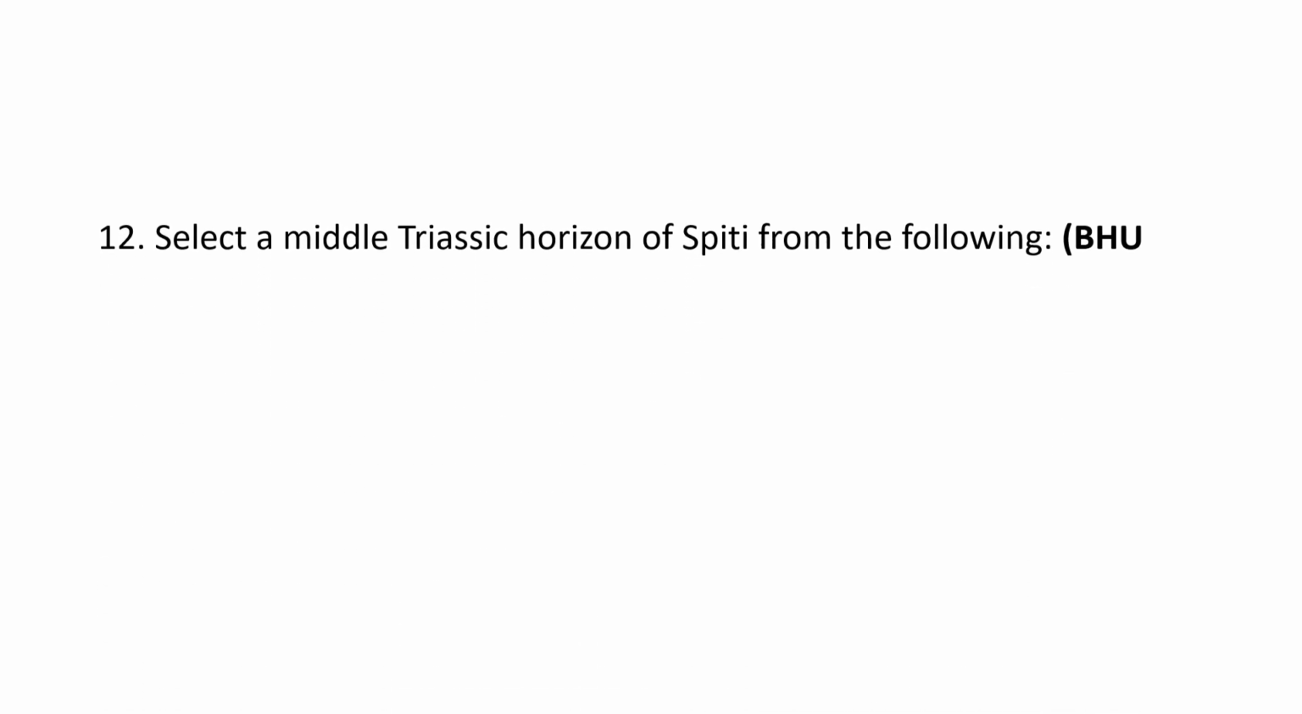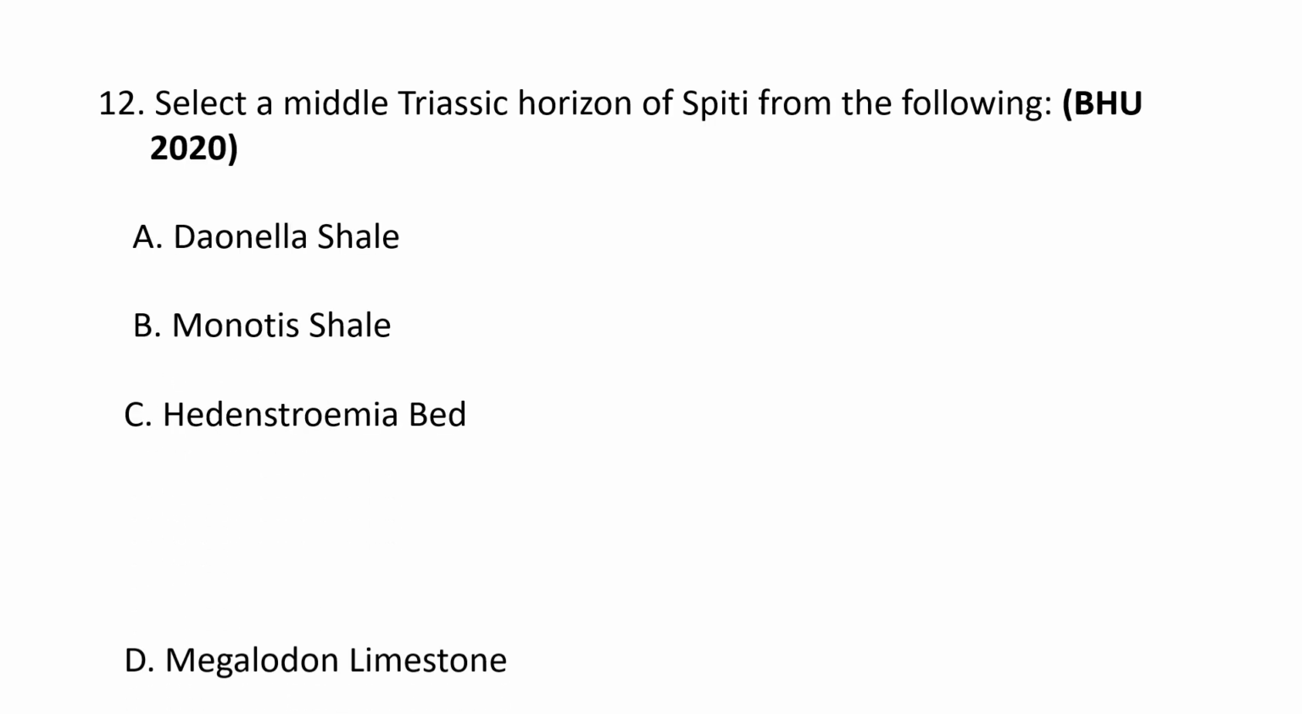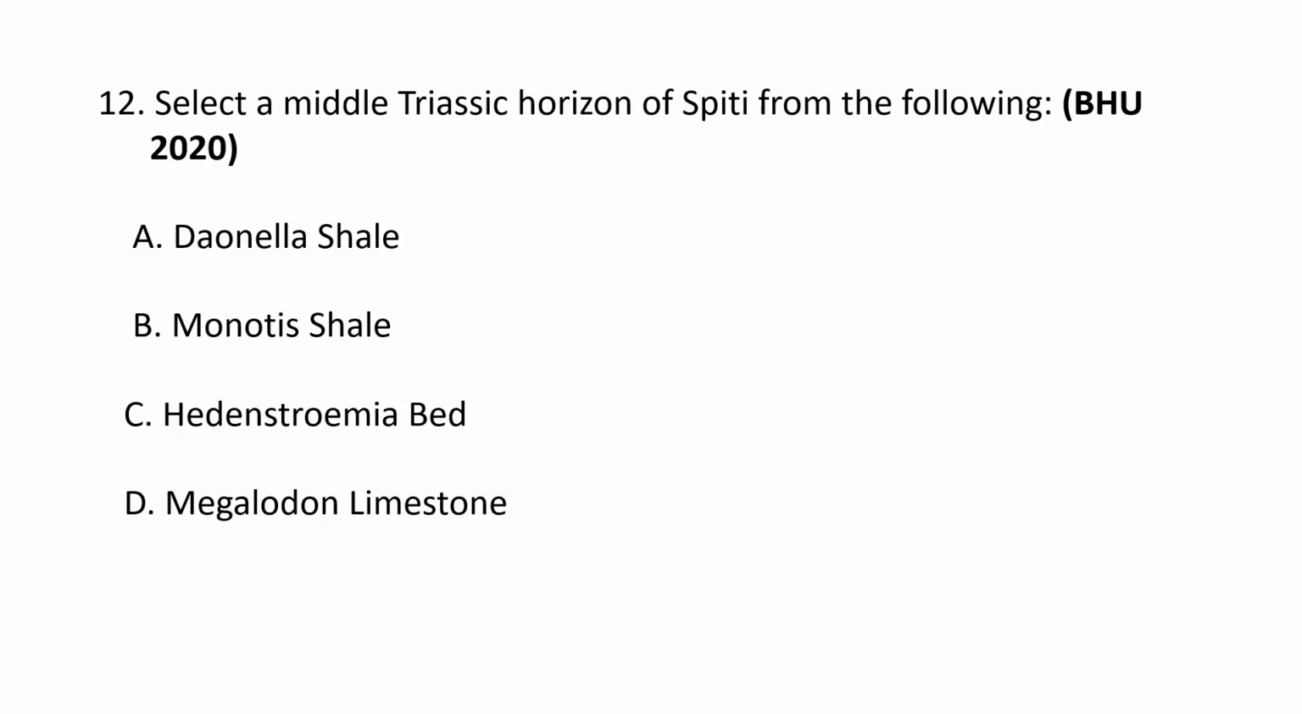Next question. Select a middle Triassic horizon of the Spiti from the following. A. Dinella shale. B. Monotis shale. C. Hedenstromia bed. D. Megalodon limestone. A middle Triassic horizon of the Spiti from the following is the Dinella shale. The Dinella shales are a distinct unit within the middle Triassic succession of the Spiti region in the Indian Himalayas, and they are characterized by the presence of the bivalve Dinella. They are an important part of the middle Triassic sequence, which also includes other units like the Muschelkalk.